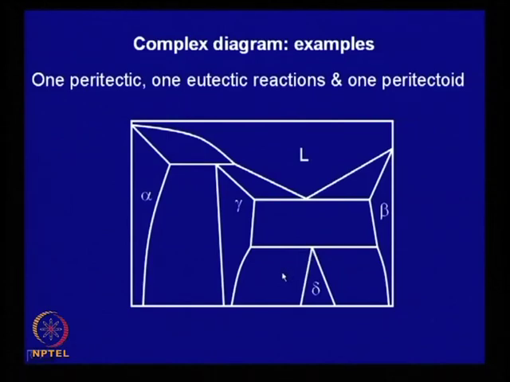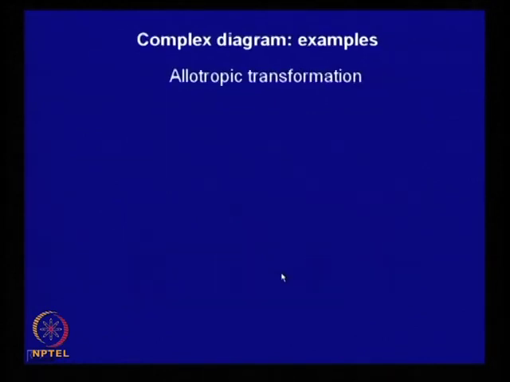Now, many metals undergo allotropic transformations. So, at different temperatures they have different crystal structures, and one common example we looked at is that of iron. There will be such cases in many binary phase diagrams. You will come across such situations where a pure solid also undergoes a solid state transformation. So, at higher temperature it may have one crystal structure, at a lower temperature it has another crystal structure.